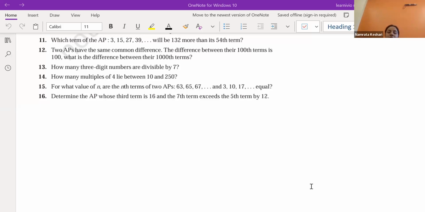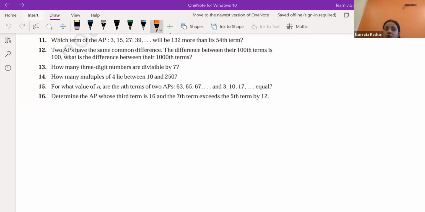Numbers we are having. So you have to first identify. I'm talking about question number 13. Even if you know how to solve it, I'll help you understand what to do in such a situation. So, 3-digit numbers divisible by 7. When you are searching, you have to search what will be the AP.